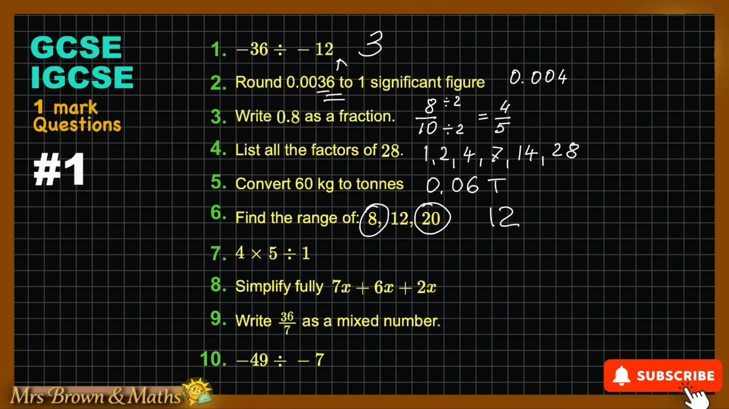Question 7. 4 times 5 divide by 1. Multiply and divide left to right. 4 times 5 is 20, divided by 1 stays 20.